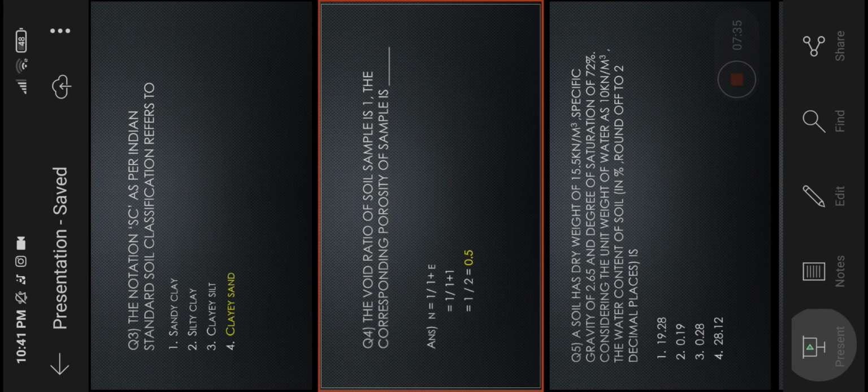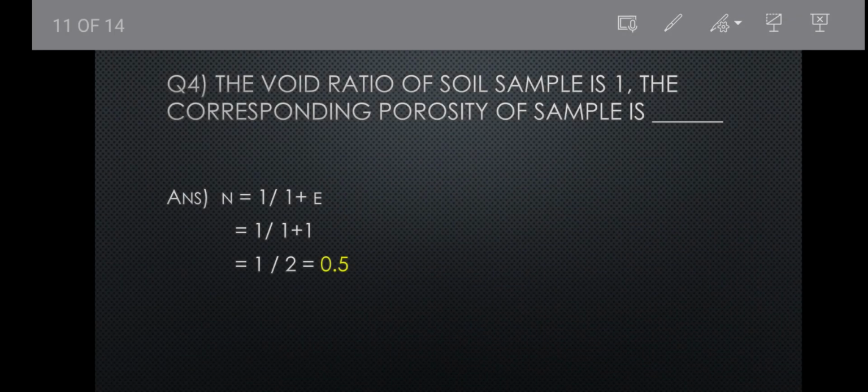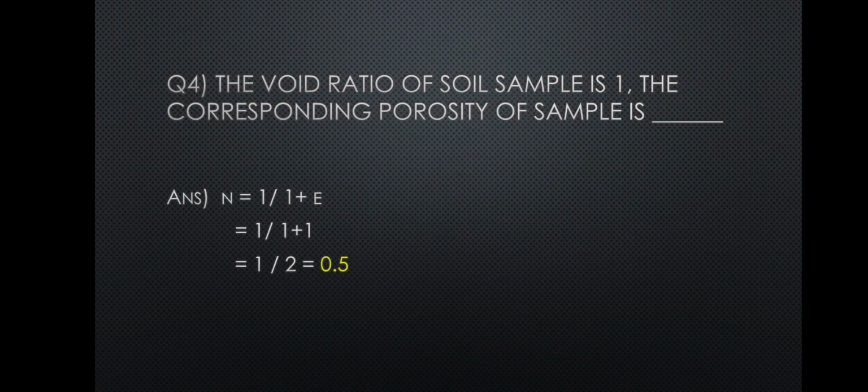The next question, number 4. The void ratio of a soil sample is 1. The corresponding porosity of the sample is? This is a very simple question and we use the basic equation, the relation between porosity and void ratio, that is n = 1/(1+e), where the value of void ratio is given as 1. So substituting, 1/(1+1) is 1/2. So the answer is 0.5.